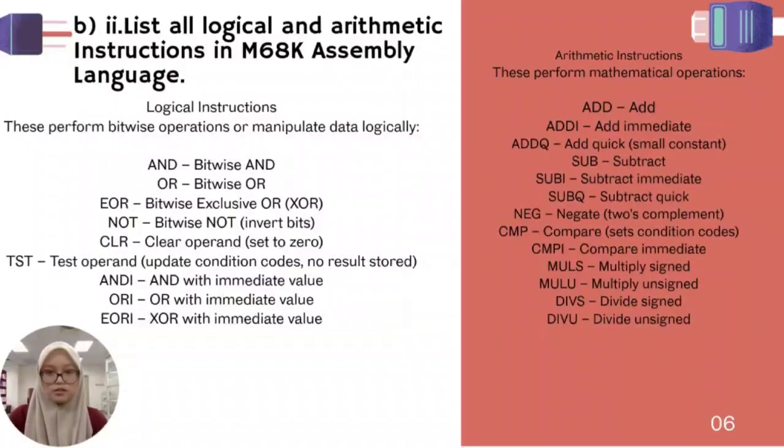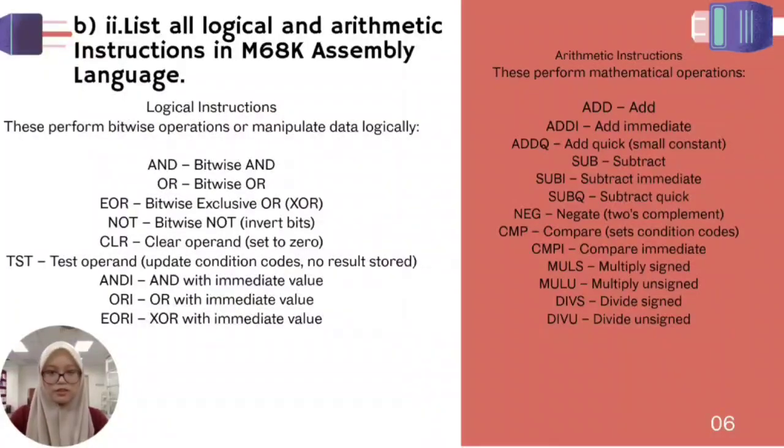Seventh is ANDI, ORI, and EORI. These are the immediate versions of the logical operations, meaning the operation is done with a constant value given directly in the instruction. For example, the instruction ANDI #5, D0 performs a bitwise AND between register D0 and the value 5. Second is arithmetic instructions.